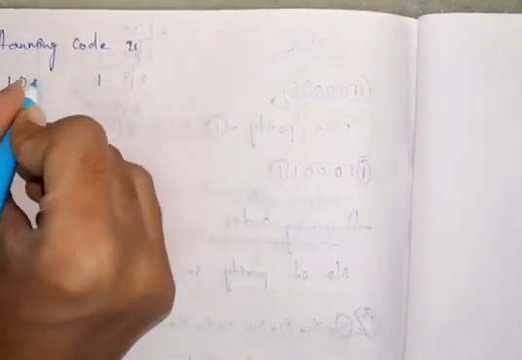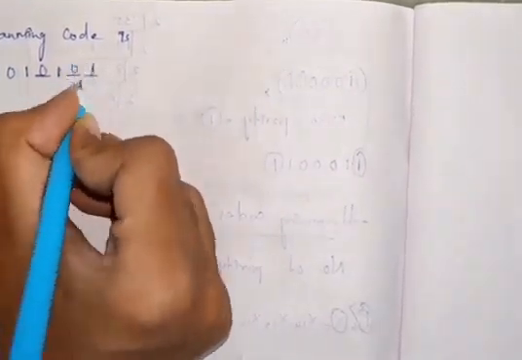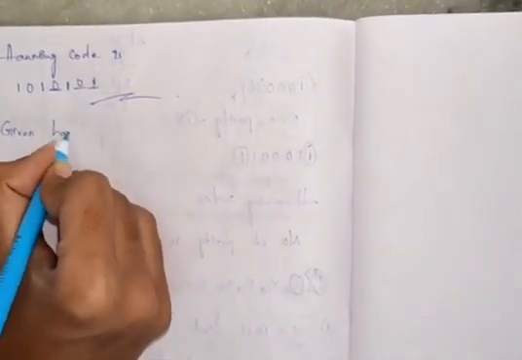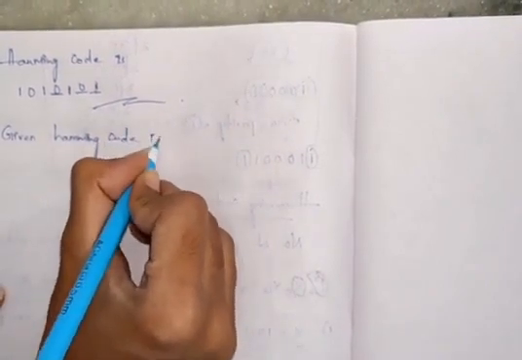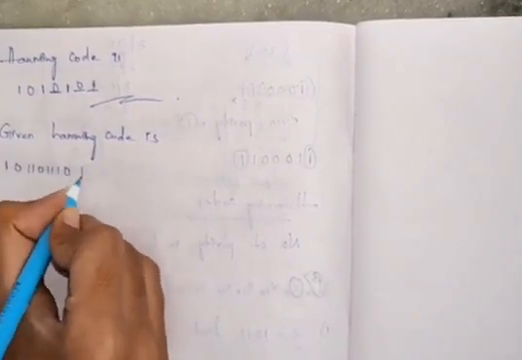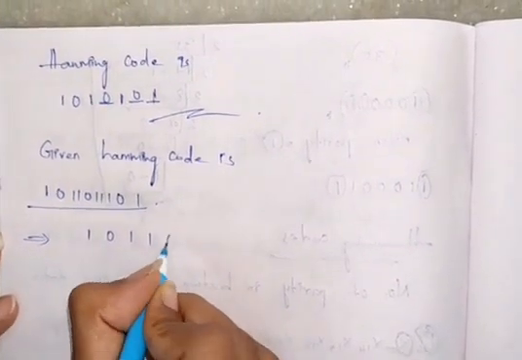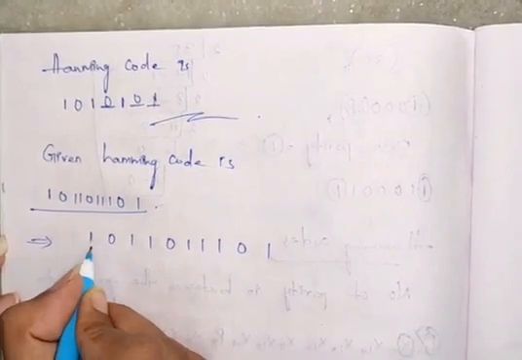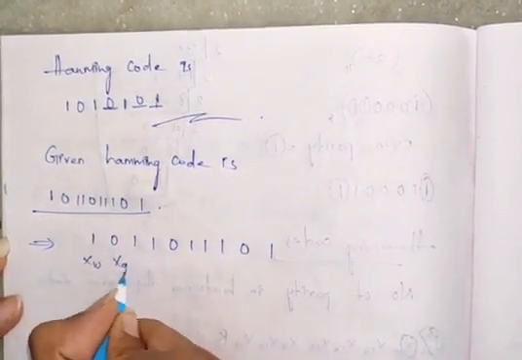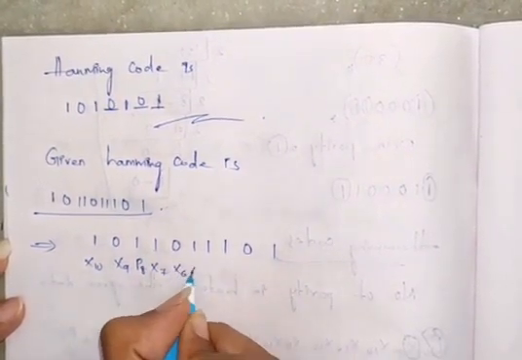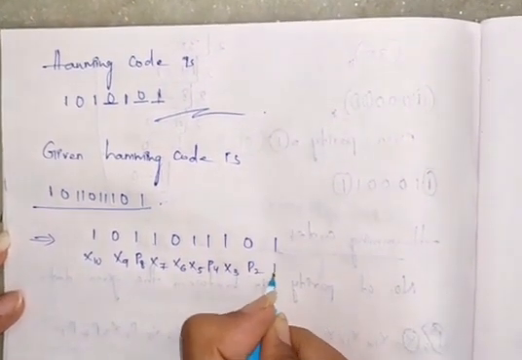Therefore, for the given original data, the Hamming code is 1 0 1 0 1 0 1. This is the Hamming code for the given original data. Similarly, we can convert Hamming code into the original data. For example, the given Hamming code, let us consider: 1 0 1 1 0 1 1 1 0 1. Okay, x10, x9, p8, x7, x6, x5, p4, x3, p2, p1.